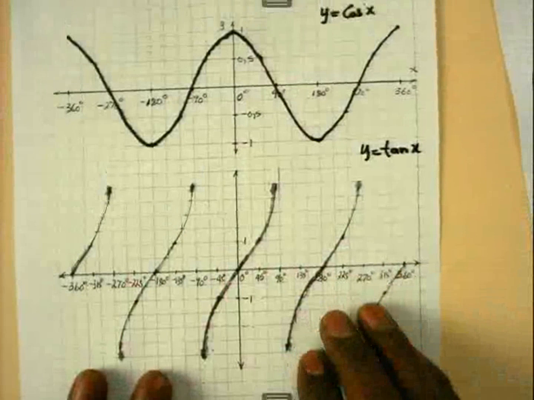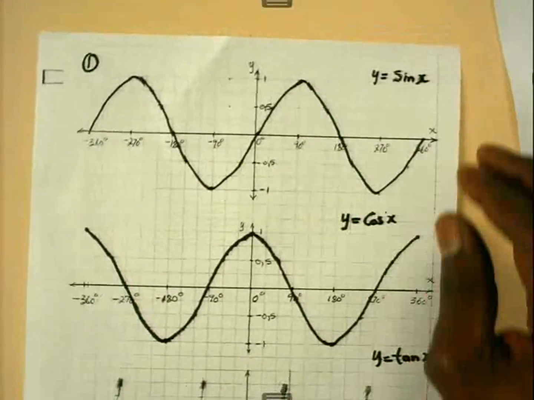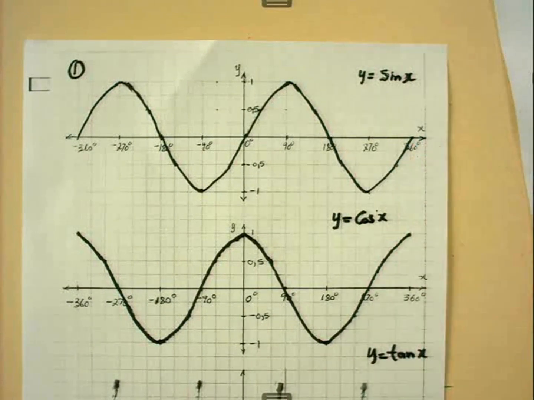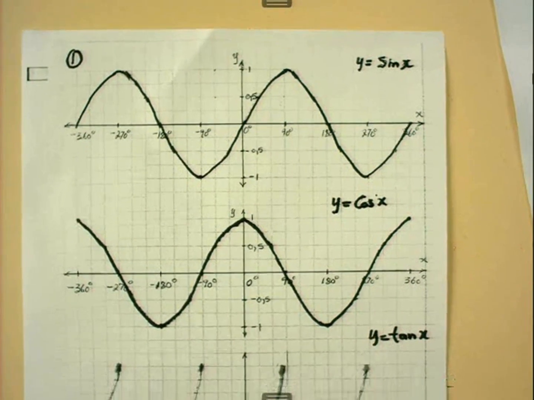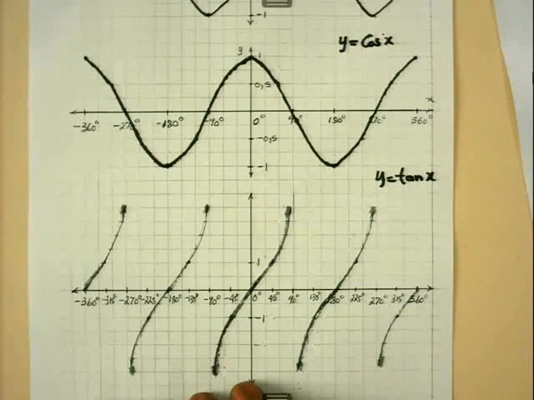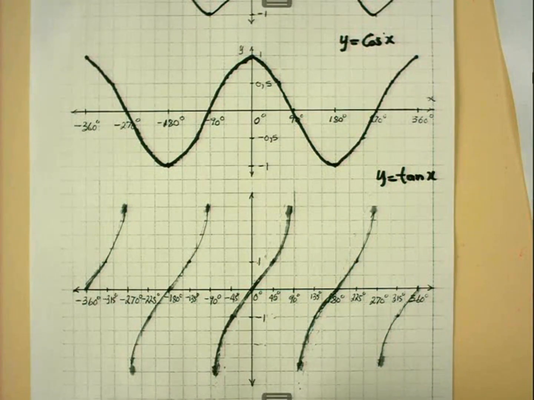I'm having the three graphs here. The first one is the one of y is equal to sine x. The second one is y is equal to cos x. And the third one is y is equal to tan x.